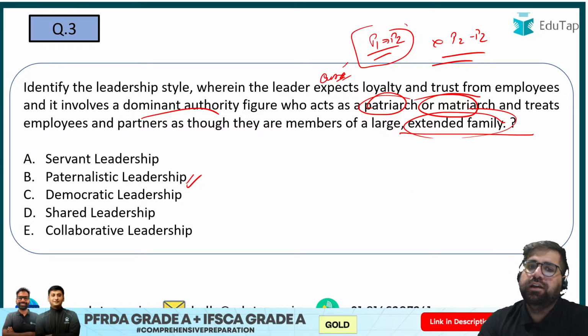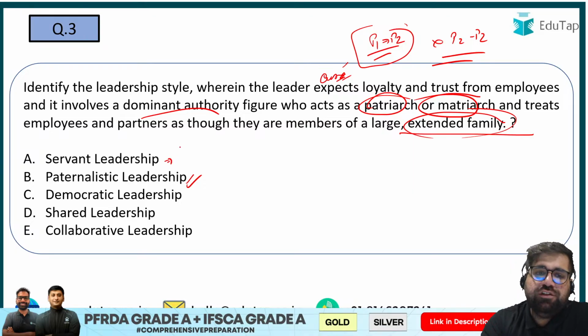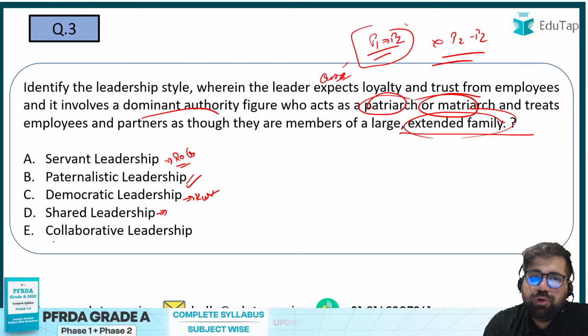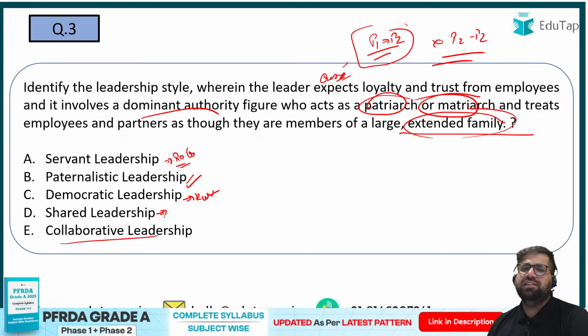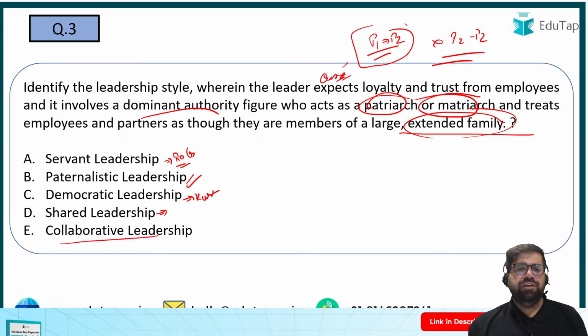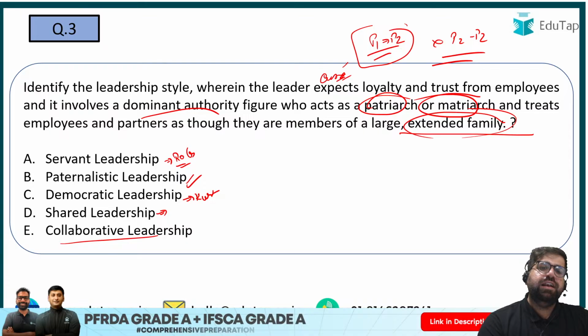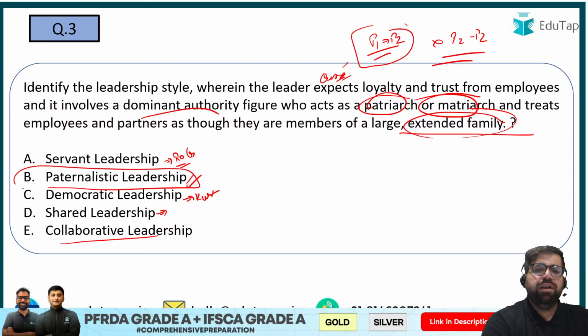Paternalistic leadership. Servant leadership, it was given by Robert Greenleaf, right? And democratic leadership, Kurt Lewin. Shared leadership, democratic leadership are kind of same. Collaborative, again, you can say that there are some differences between democratic and collaborative, but on a large, they look same on the paper. So over here, the correct answer will be option number B, paternalistic leadership.